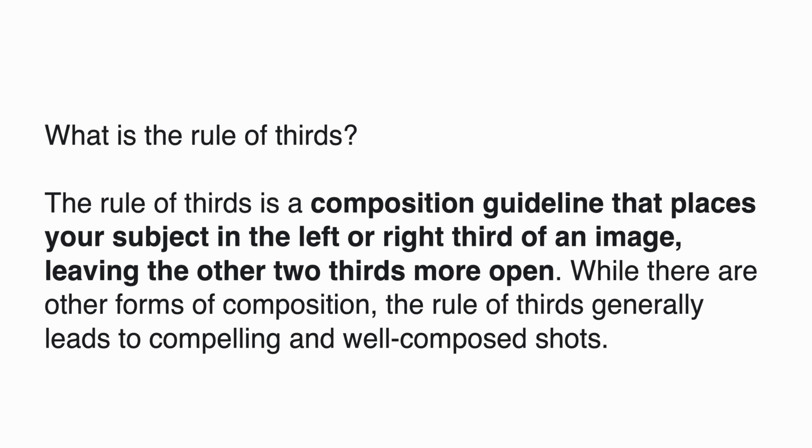So we can start out with one of these divisions, which is the rule of thirds. You may have heard of this. The rule of thirds is a composition guideline that places your subject in the left or right third of an image, leaving the other two-thirds more open and creating dynamic compositions. While there are other forms of composition, the rule of thirds generally leads to compelling and well-composed shots. They also have a feeling of inherent balance and are aesthetically pleasing.